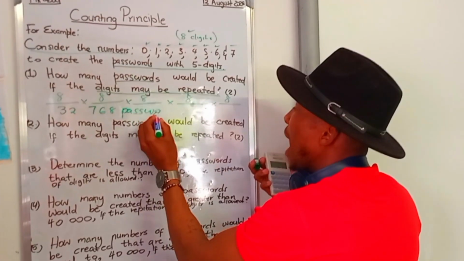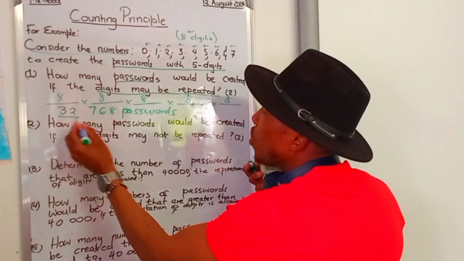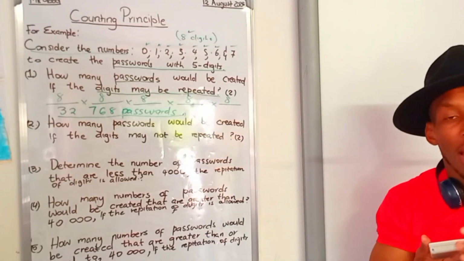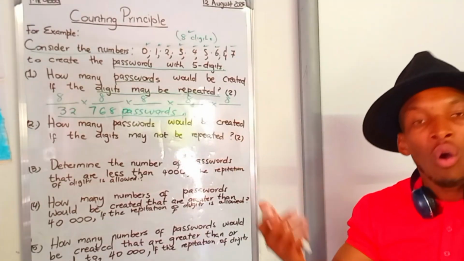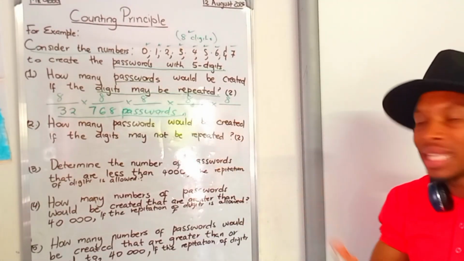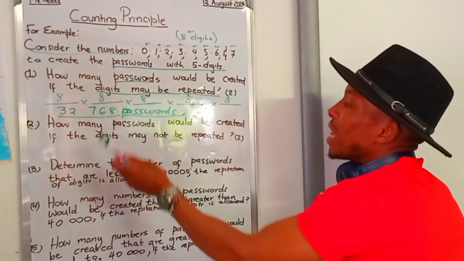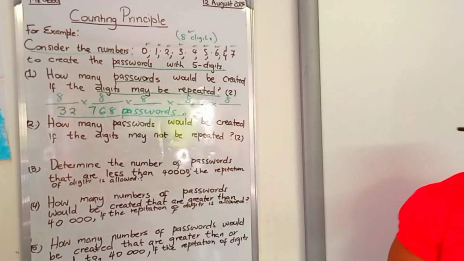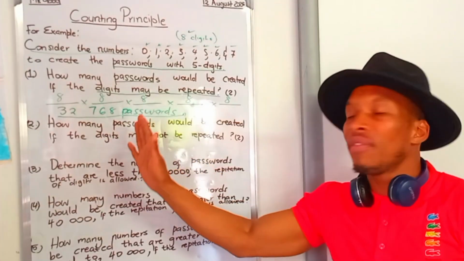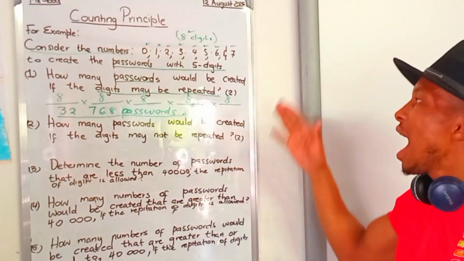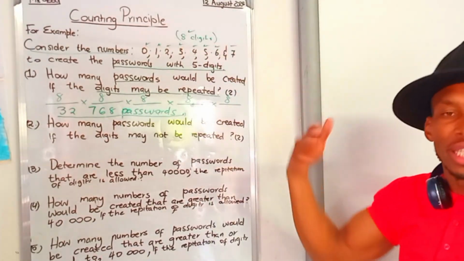Password. Password is very important. When you're just writing, your answer must be written in the form of a password made of code, letters, or words. Then it's very important. As you see, I have 8 times 8 times 8. That means you're just going to be creating 32,768 passwords if the repetition of digits is allowed, by using all of these digits that we have.